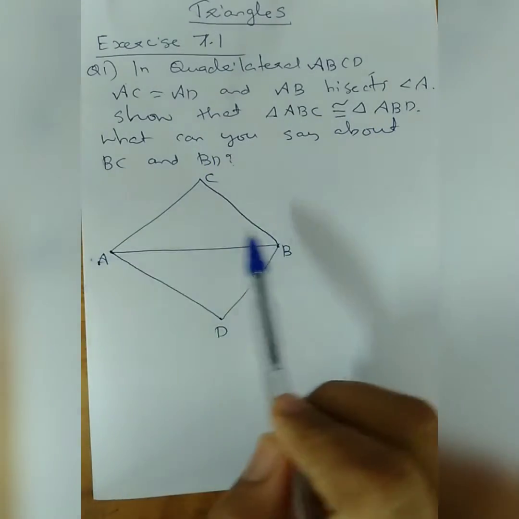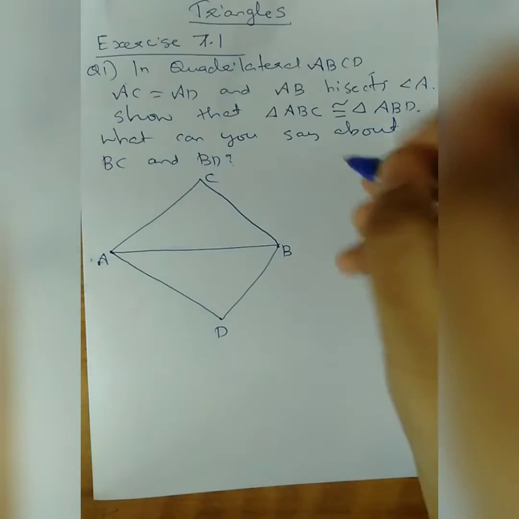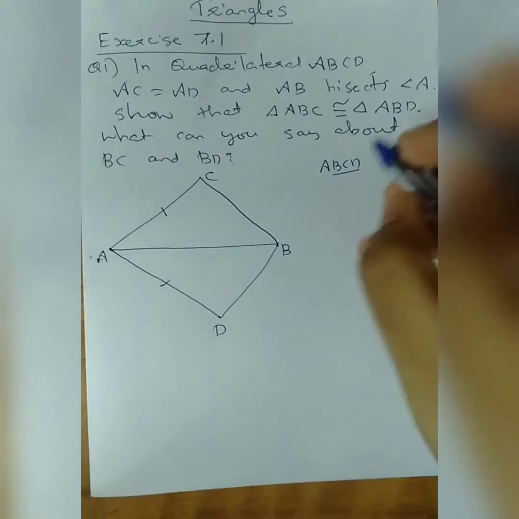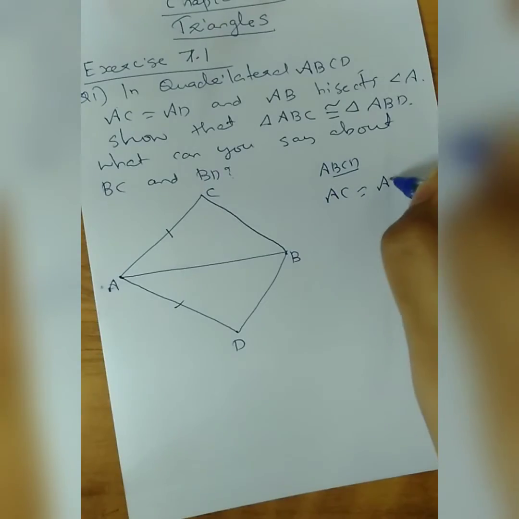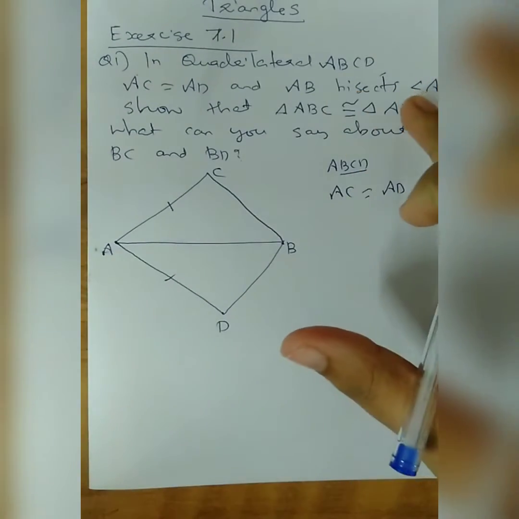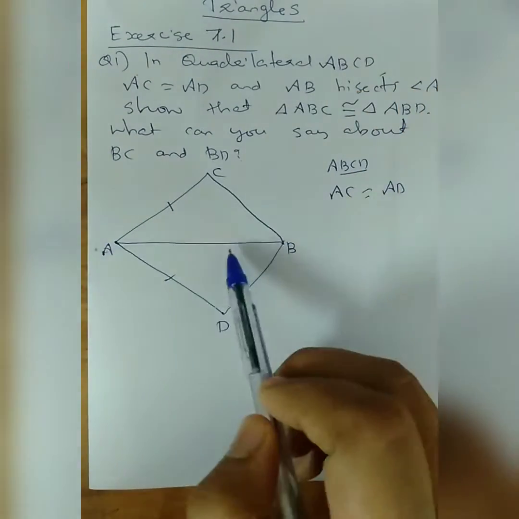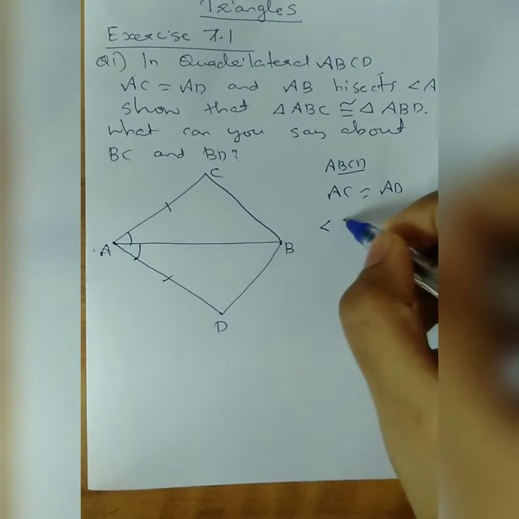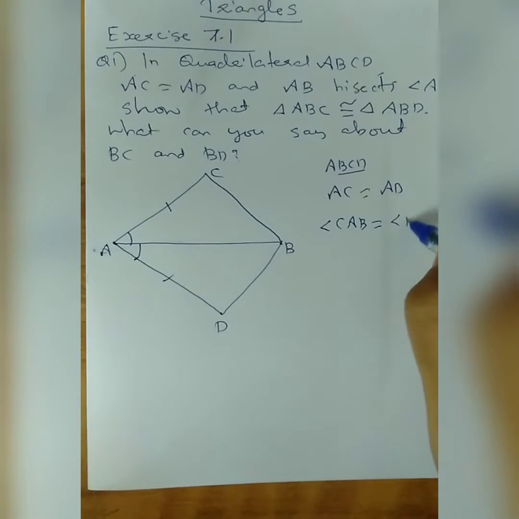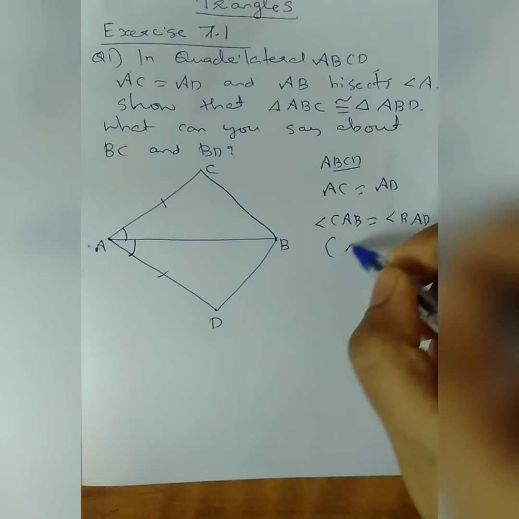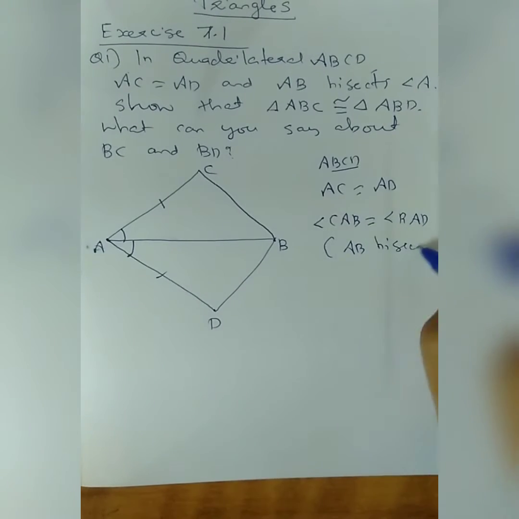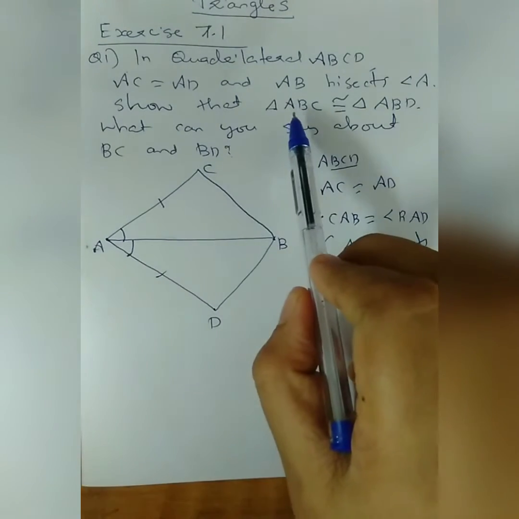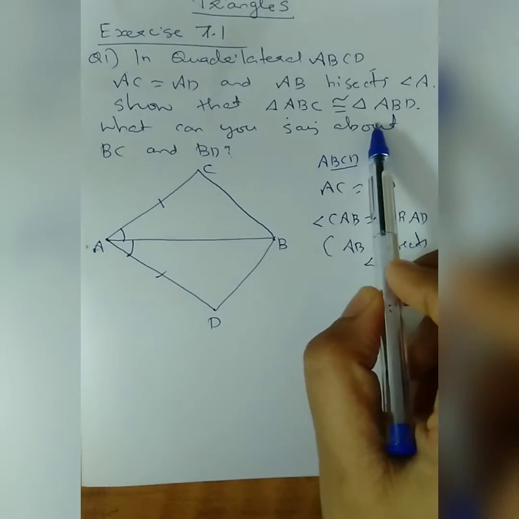In this figure, ABCD is a quadrilateral. Also given that AC is equal to AD and AB bisects angle A. That is, AB is the bisector of angle A, which means these two angles are equal. That is, angle CAB is equal to angle BAD. Reason, AB bisects angle A. Then to prove that triangle ABC is congruent to triangle ABD.